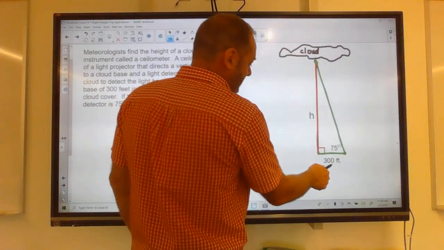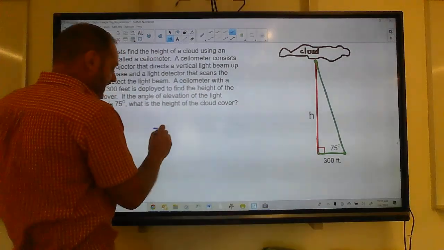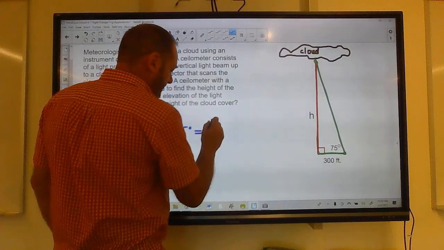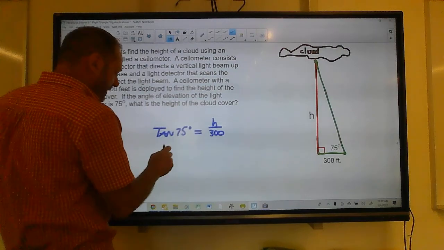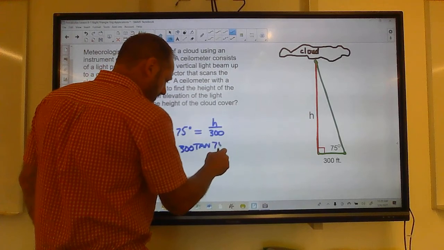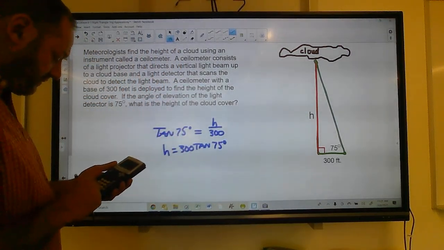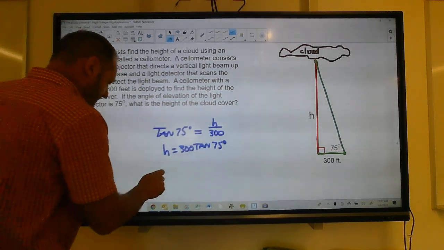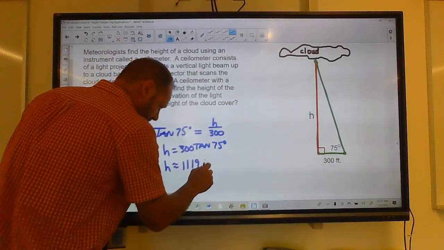I know this side, which is the side adjacent, and I want that side, which is the opposite, so I'm going to use the tangent. The tangent of 75 degrees is the opposite over the adjacent. So I would multiply both sides by 300. And I get 300 times the tangent of 75, and that comes out to be 1,119.62 feet.